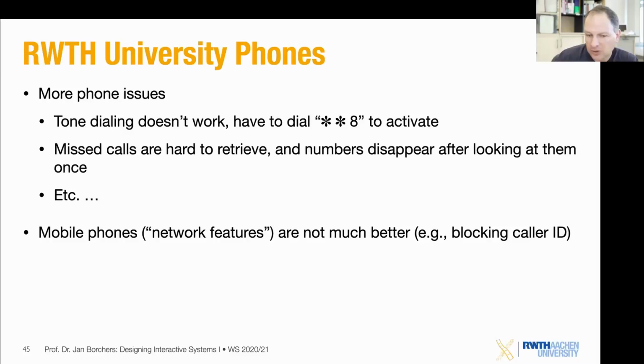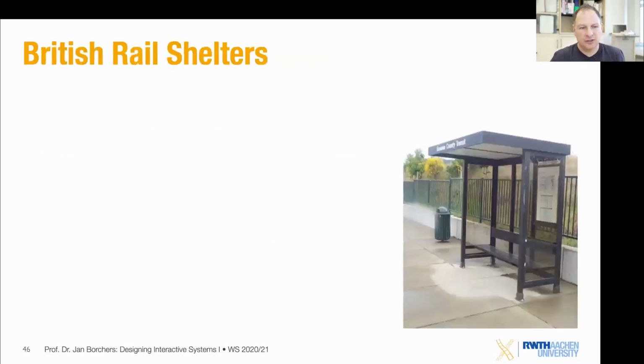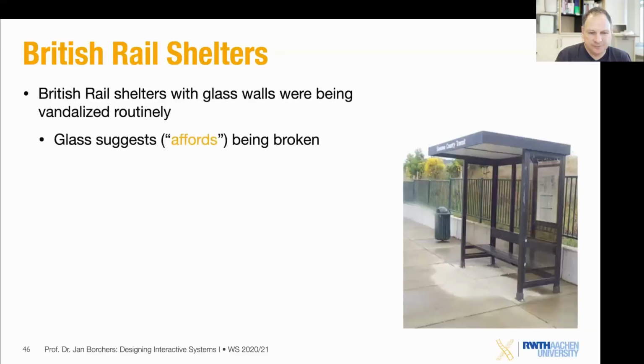So now we're going to show you something that will take us to this important concept that Norman calls affordances. And it's about these British Rail shelters. So, they're like bus stop waiting booths that British Rail built. They created these with glass walls, and they were being vandalized and broken routinely, right? People just kept smashing in these walls that were made of glass.